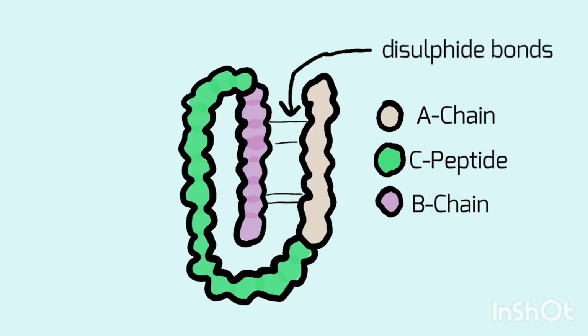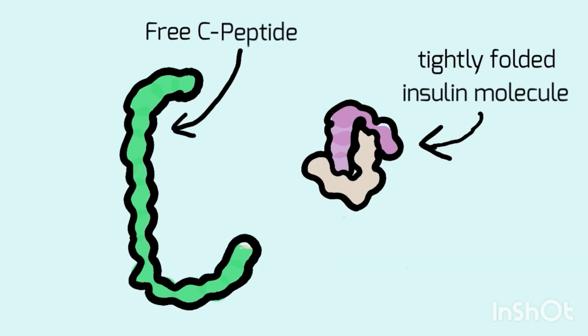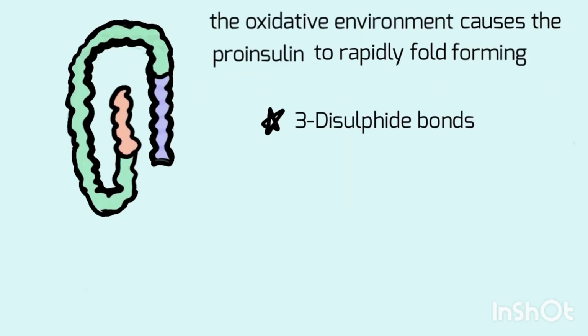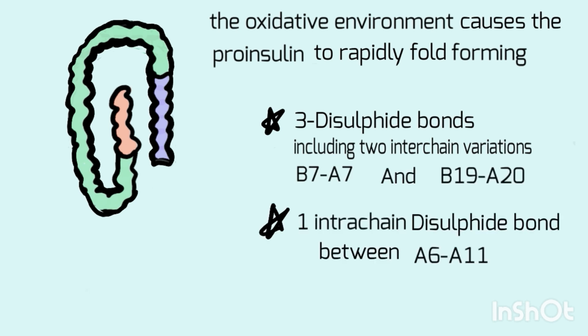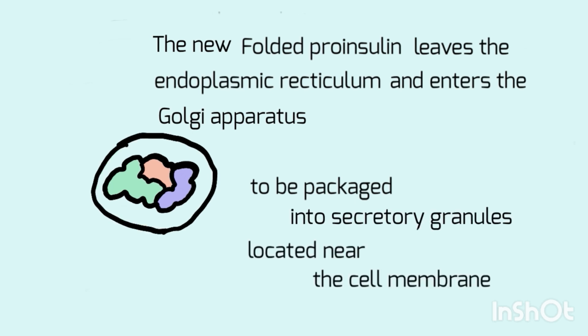Within the oxidizing environment of the endoplasmic reticulum lumen, the proinsulin rapidly folds. This folding forms 3 disulfide bonds, including 2 interchain disulfide bonds, B7 to A7 and B19 to A20, as well as 1 intrachain disulfide bond, A6 to A11. The folded proinsulin dimerizes and exits the endoplasmic reticulum.